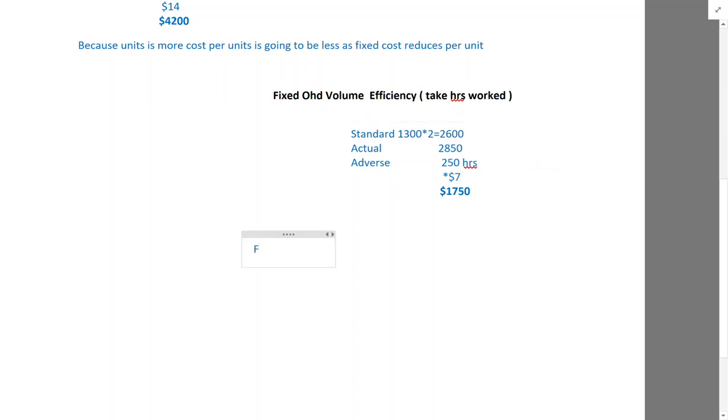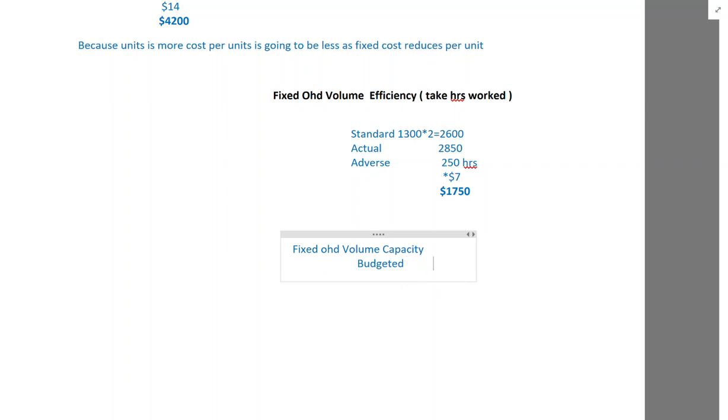Next is fixed overhead volume capacity. I'm not going to use the term standard, I'm going to use budget. Usually they mean the same thing, but to be specific, standard means per unit, budget means total. From standard we make budget.